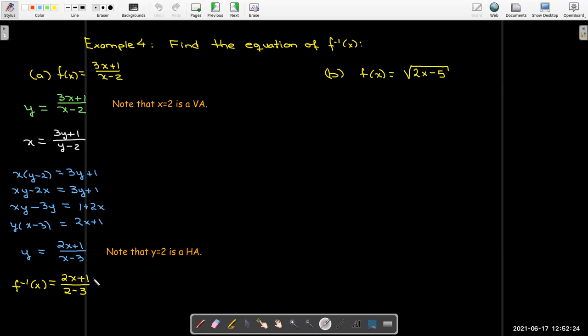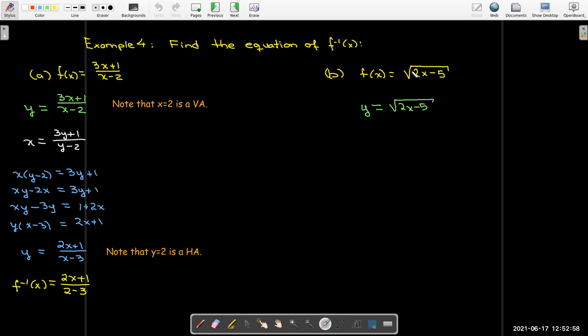All right, let's look at another example. And in this example, I'm going to have to be a little bit more careful because, well, we'll see. So f of x is radical 2x minus 5. Now, I want to emphasize that this radical sign represents the positive square root. Every number has two square roots. The radical sign only denotes the positive square root.